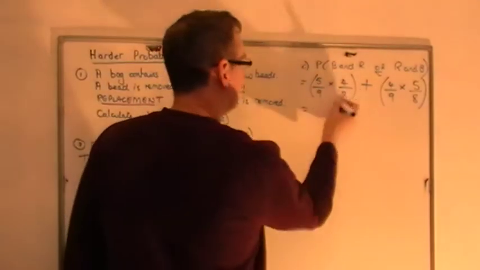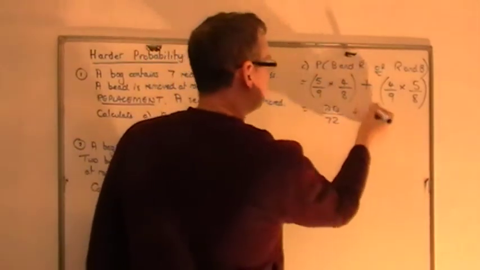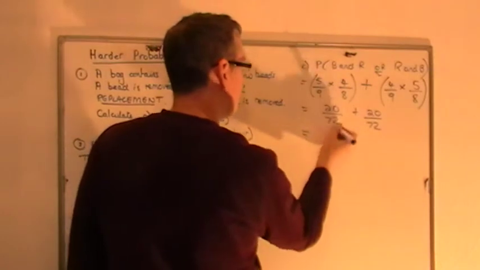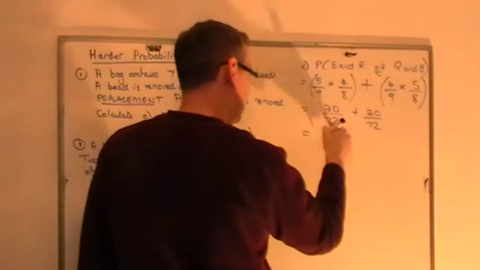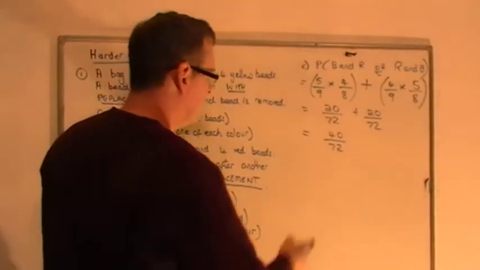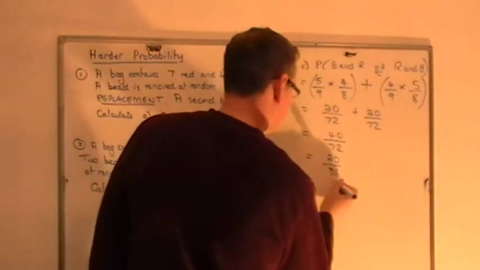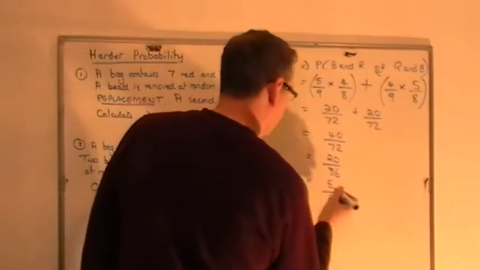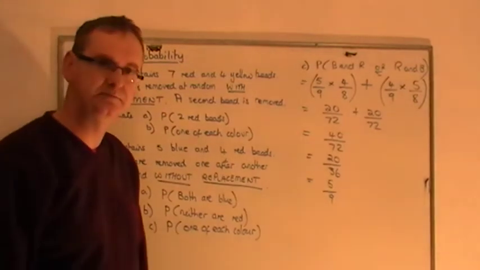So we end up with 5 4s are 20 on the top over 9 8s 72, plus 4 5s are 20 over 9 8s 72. 20 of them plus 20 of them give 40 of them. Please do not add up 72 and 72 to make 144. That's not how you add up fractions. That will cancel. You can share by 2, goes 20 over 36. You can share that by 4 to go 5 over 9. There you go. 5/9 chance of getting one of each colour. And that's it.